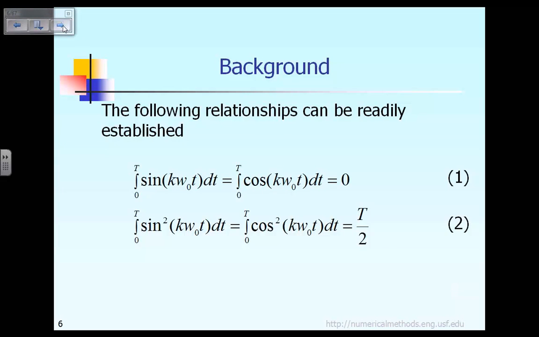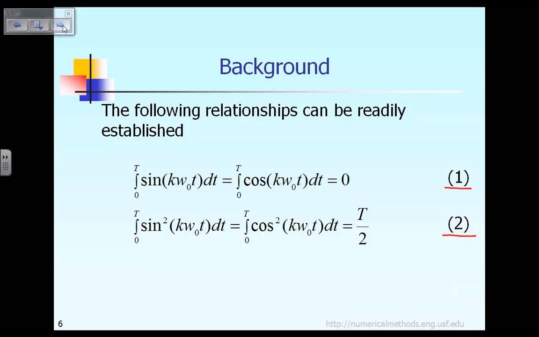For example, on the screen you can see equation 1, where it says the integral from 0 to the period capital T of the function sin k omega naught t is equal to 0. Similarly, the integral from 0 to the period T of cos k omega naught t dt equals 0. That we have to prove later on.